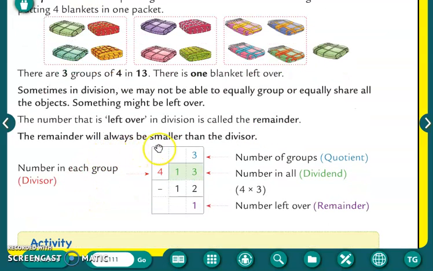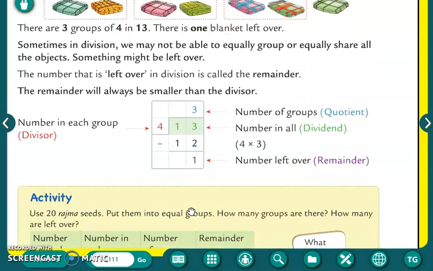The remainder will always be smaller than the divisor. जो डिवाइजर होता है उससे हमेशा रिमाइंडर कम स्मॉल नंबर होता है. Numbers in each group, that is divisor, that is 4, 13, that is dividend. Now 4 3s are 12. So here if we will do 13 minus 12, so 1 is remainder, that number left over.